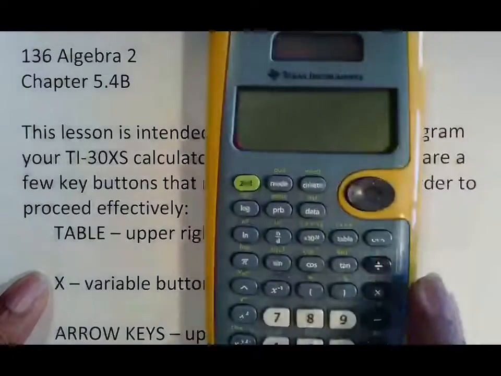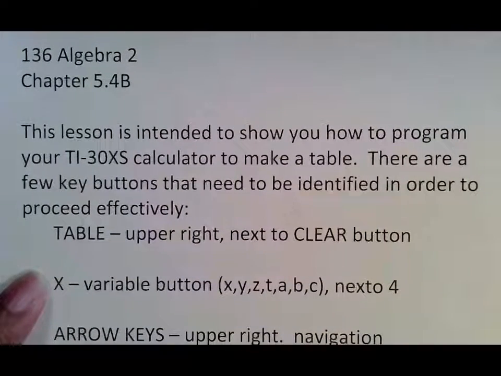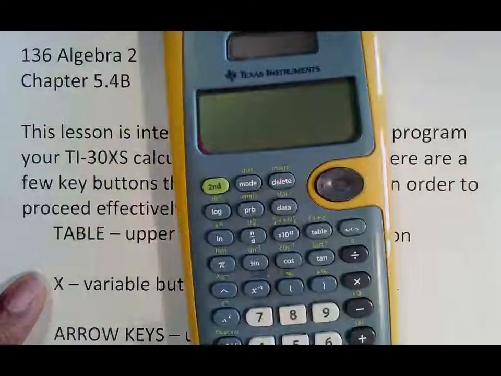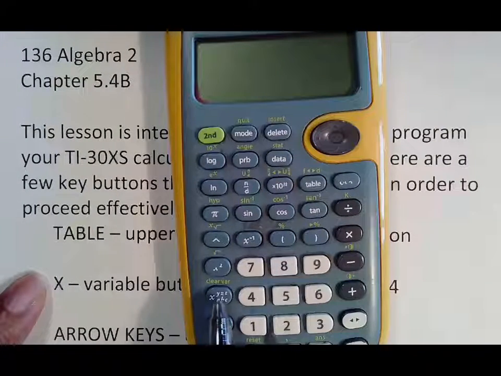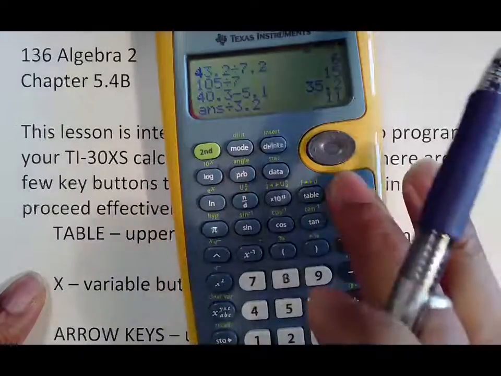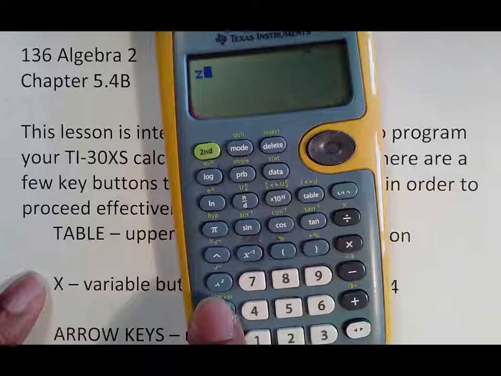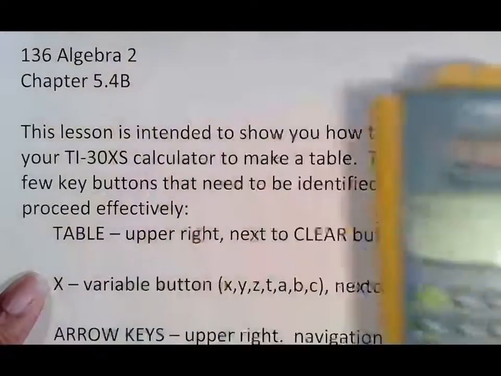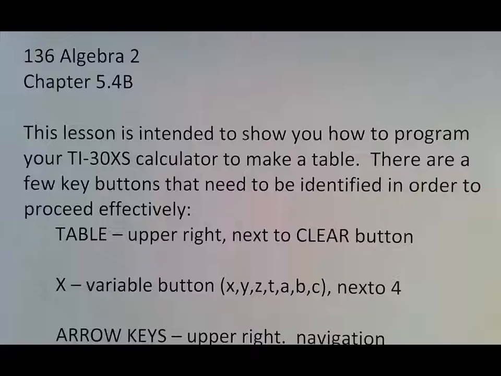Your X, which is a variable button, is next to the 4. There's your 4 button, there's your X, Y, Z, T, A, B, C. In general form, for those of you who like to play around a little bit, if you hit X repeatedly, it changes variables. I'm not going to show you that here, but it actually allows you to type in x squared plus 2x plus 5, and as long as you have a variable value attached to x, it will evaluate that based off of what value is in X.